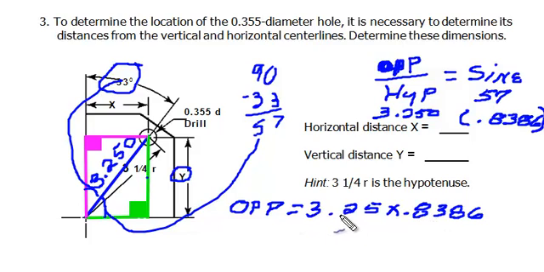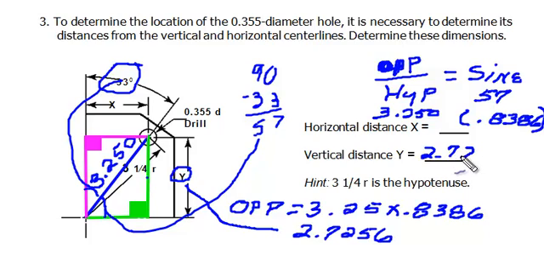So 3 inches, 250 thousandths times 0.8386. What do we get with that? You get 2 inches, 725 and 6/10. So that is what this y side is. So you're going to put that in right here: 2 inches, 725 and 6/10. Okay?